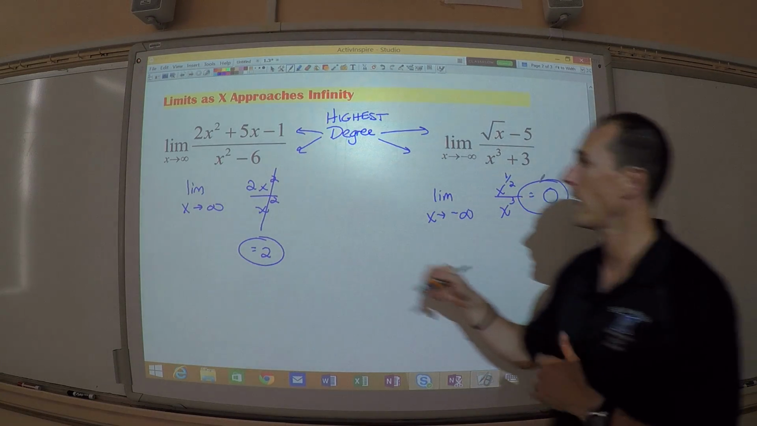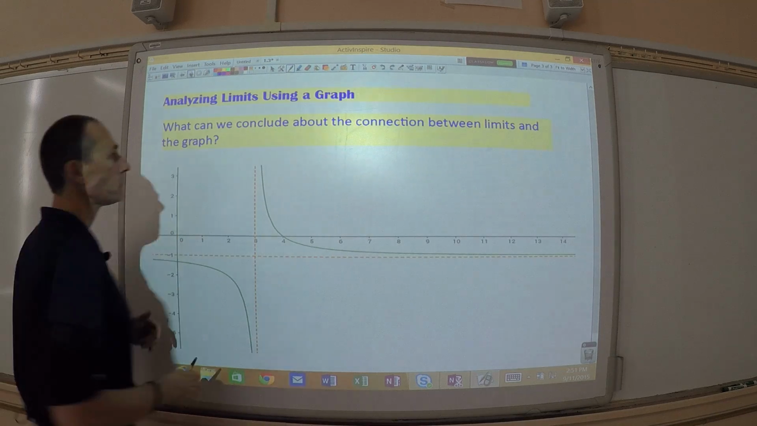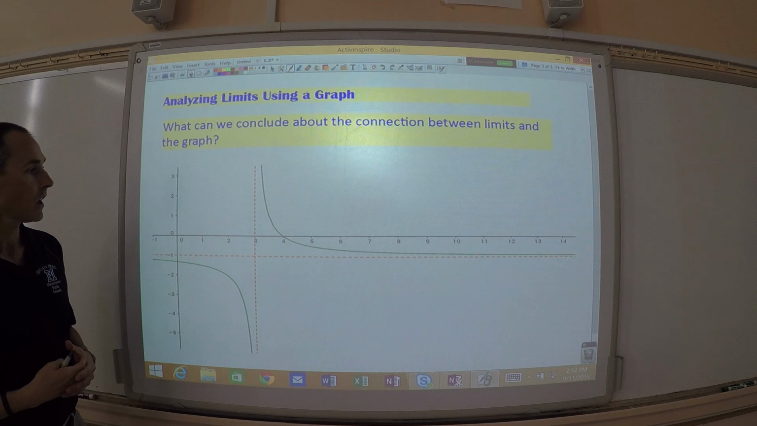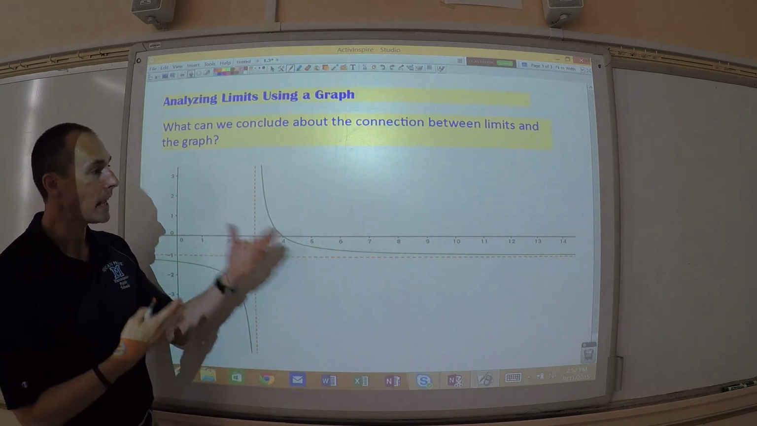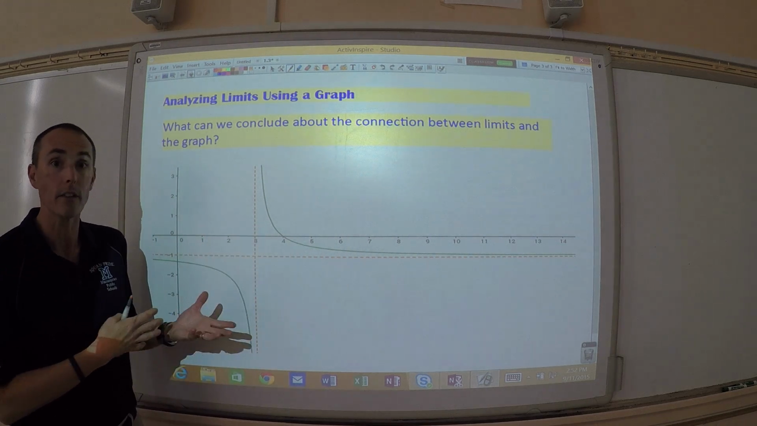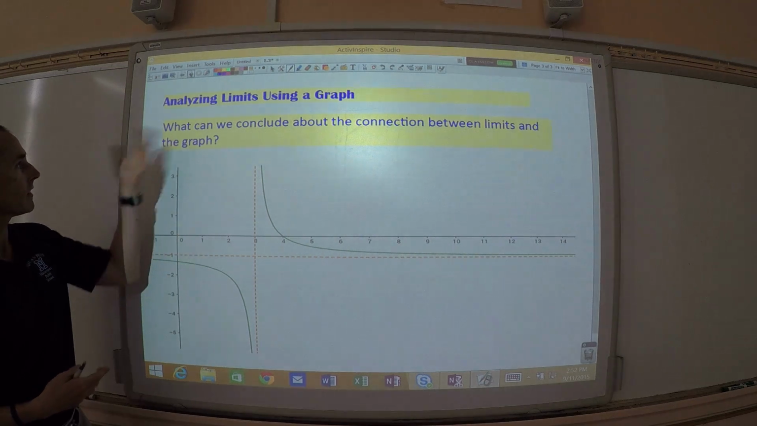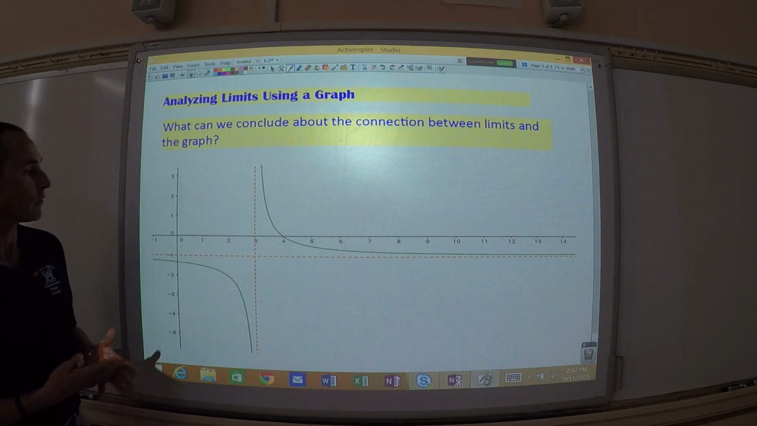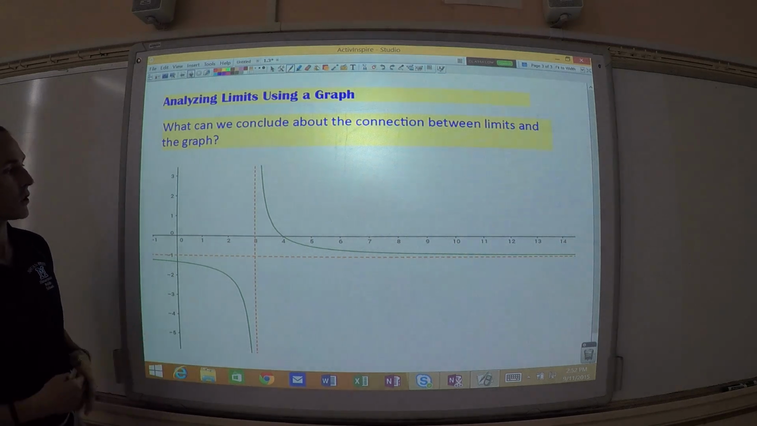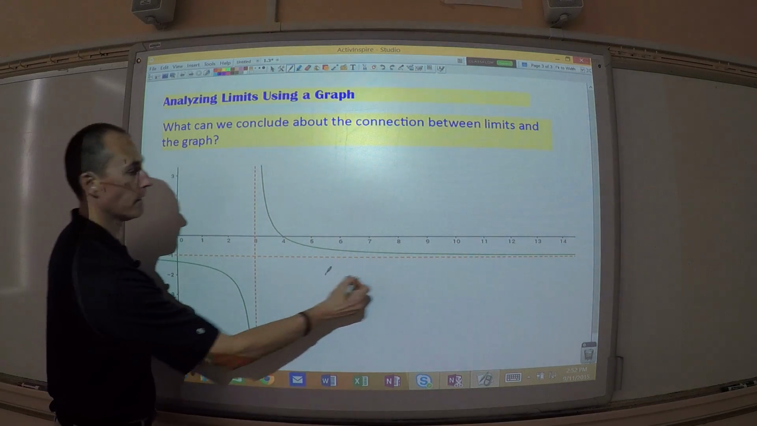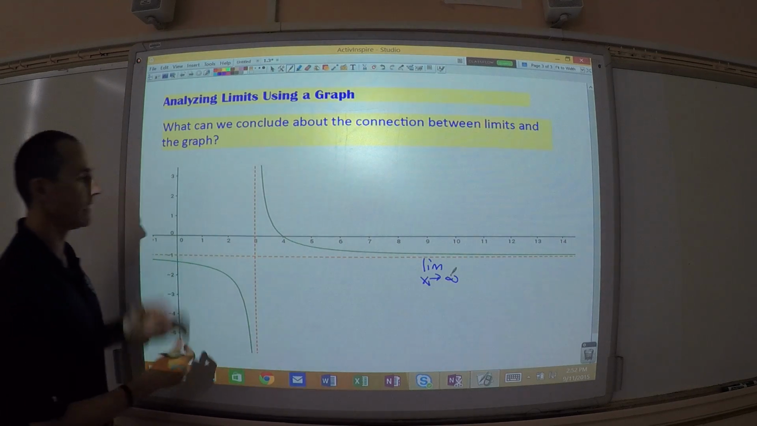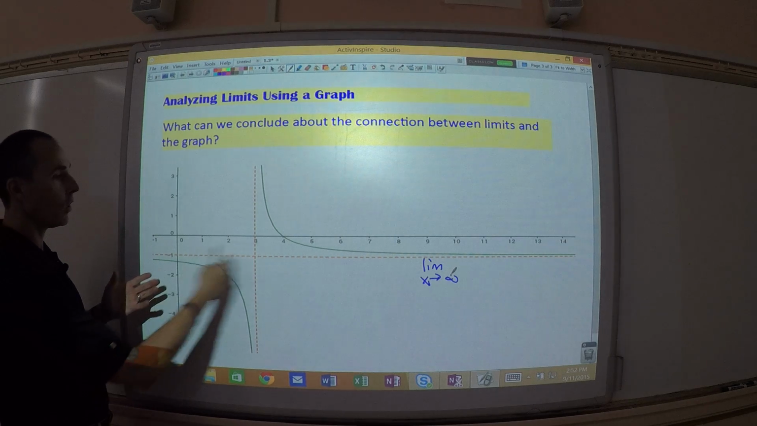Okay, let's look at one last thing. If we have a graph and we're asked to make some conclusions, we really need to be looking at some of the behavior of the function or the infinite limits. So in a case like this, we're just asking, what can we conclude about the limits of this graph? Well, here's what we must know. We know certain things like the limit as x approaches infinity of this function must equal negative 1.